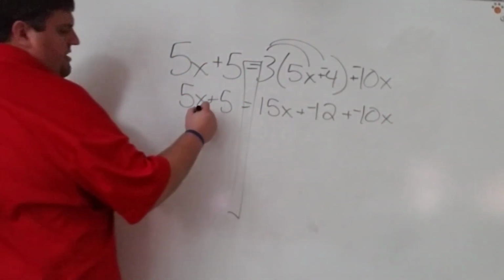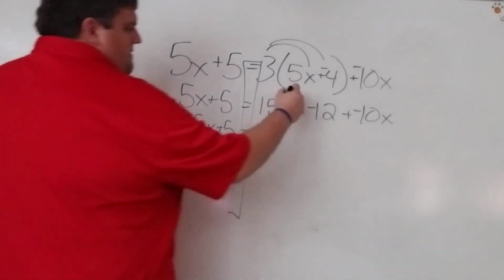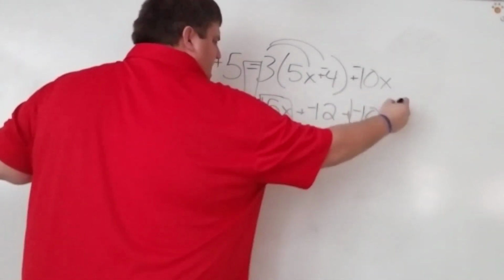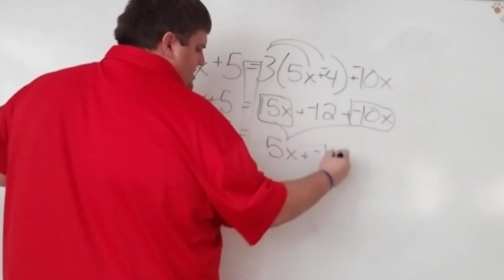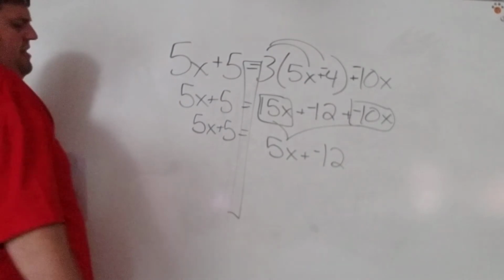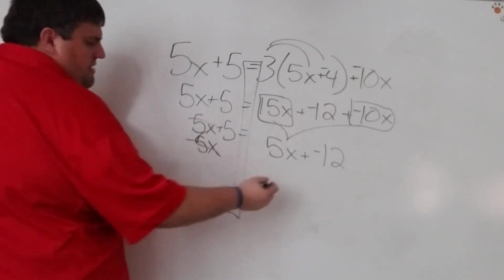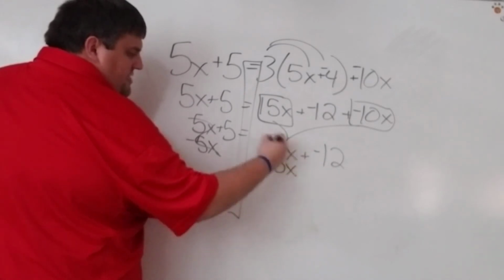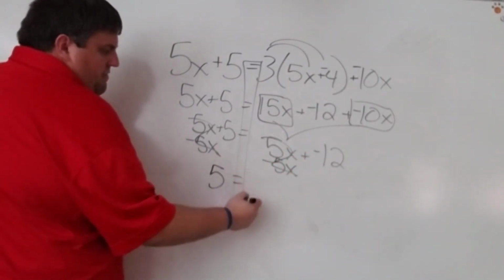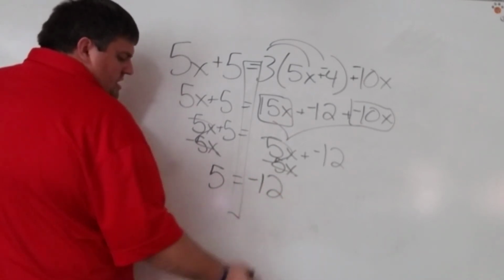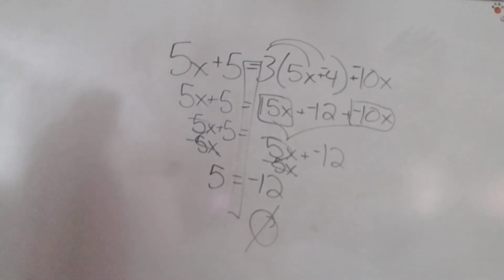And then I still have some like terms on my right side, so I want to do that. 15x and negative 10x is going to give me positive 5x. And then I have variables on both sides, but as you can see, if I subtract 5x to get rid of it, it's going to cancel on both sides. So that means it must be a special case. I'm left with 5 = -12. And so that is going to be no solution.